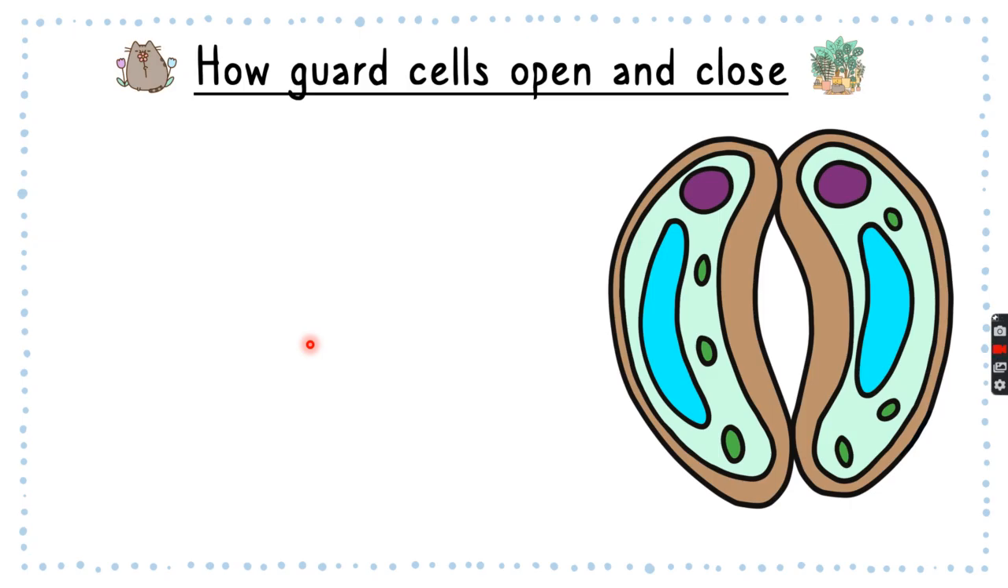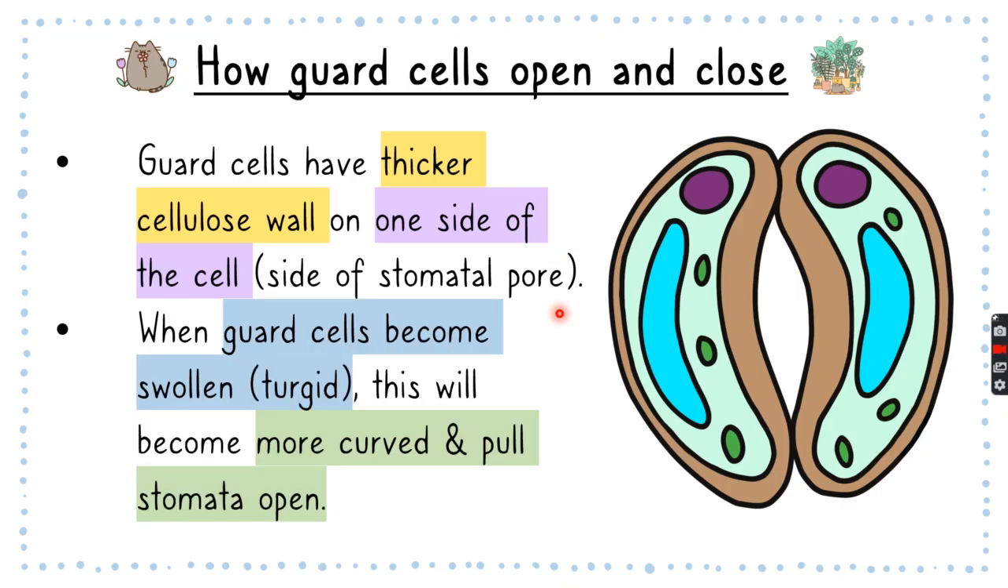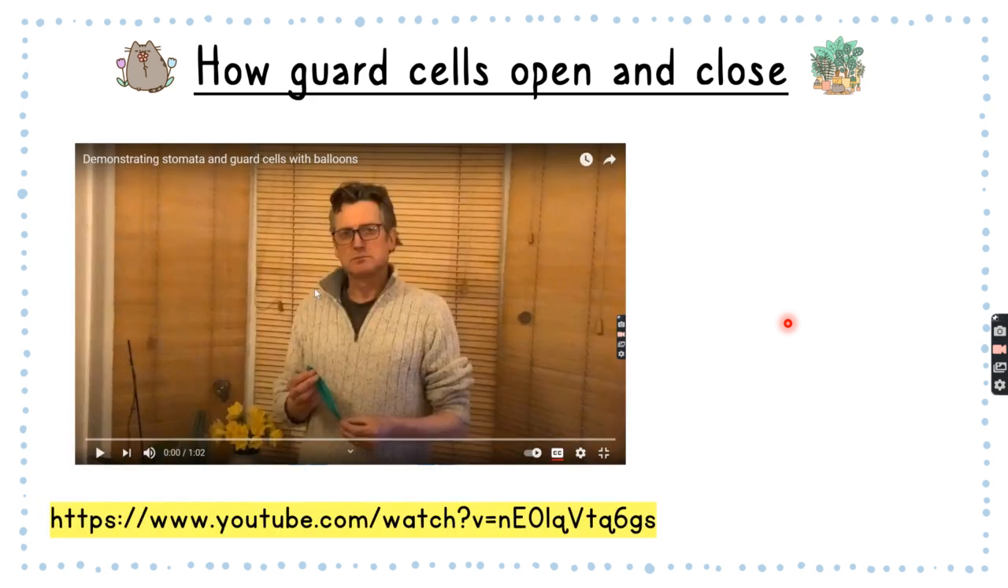So what happens next is really important because it's related to the structure of the guard cells itself. We know that they are bean-like in shape, but if you look at the drawing right here, this is on purpose. The cellulose cell walls of the inner part, the one side that is closer to the stomata pore, are actually thicker than the other sides. So guard cells have a thicker cellulose wall on one side of the cell. When guard cells become swollen, aka turgid, they become more curved and actually pull the stomata pore open.